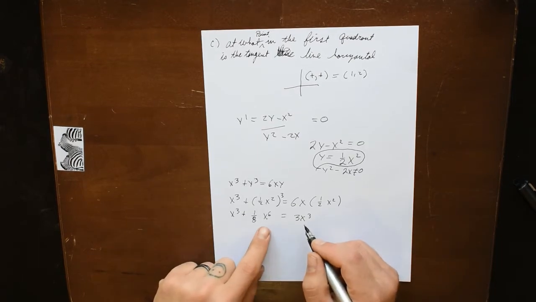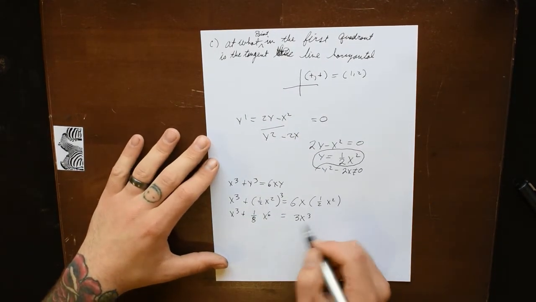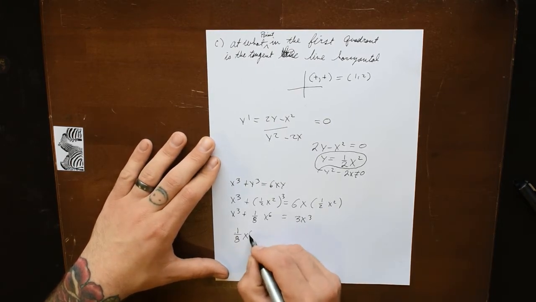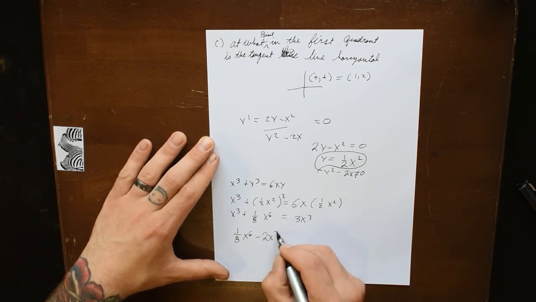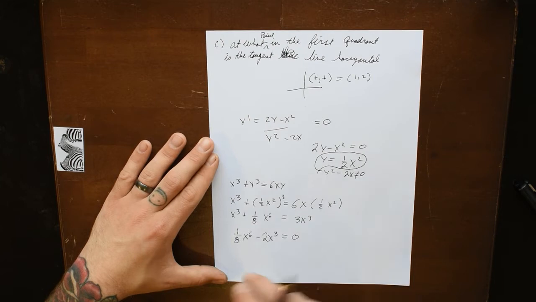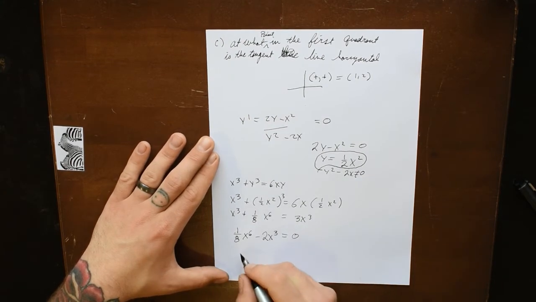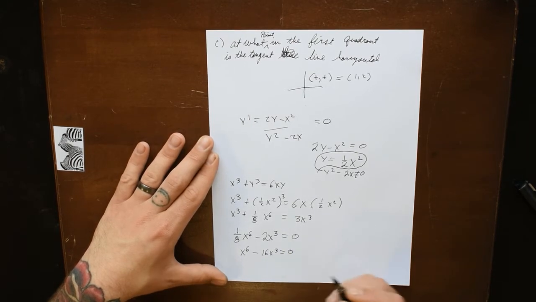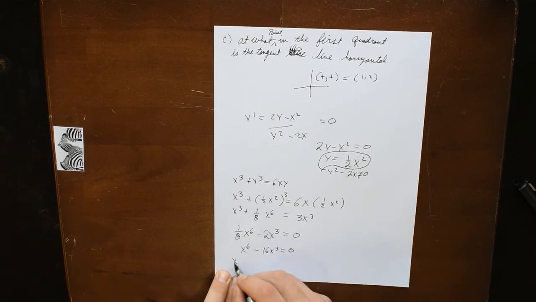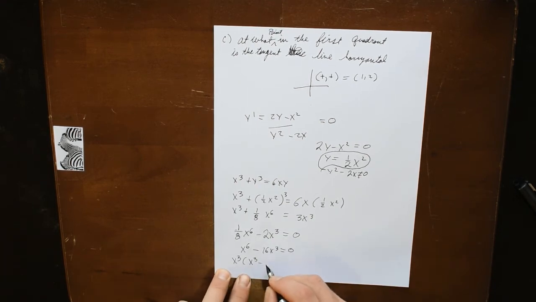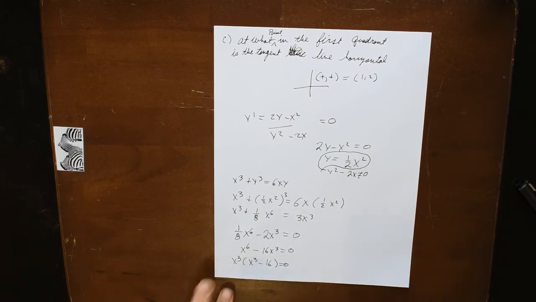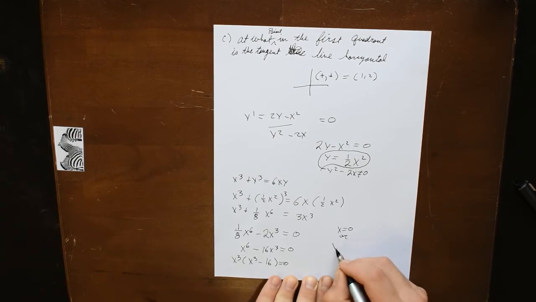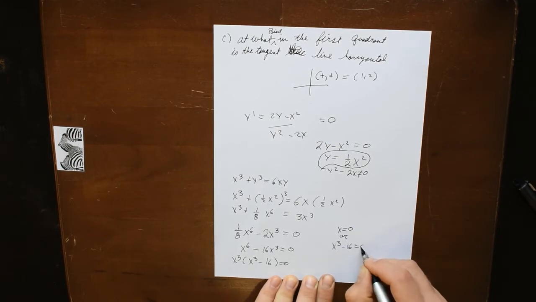Okay, we're trying to solve for a value of x. I'm going to move everything to the left-hand side of the equation. This will give us 1/8 of x to the 6th minus 2x cubed has to equal 0. Multiplying both sides by 8 gives us x to the 6th minus 16x cubed is equal to 0. Factor out an x cubed. x cubed times x cubed minus 16 is equal to 0. Zero product rule, that either means x is equal to 0 or x cubed minus 16 is equal to 0.